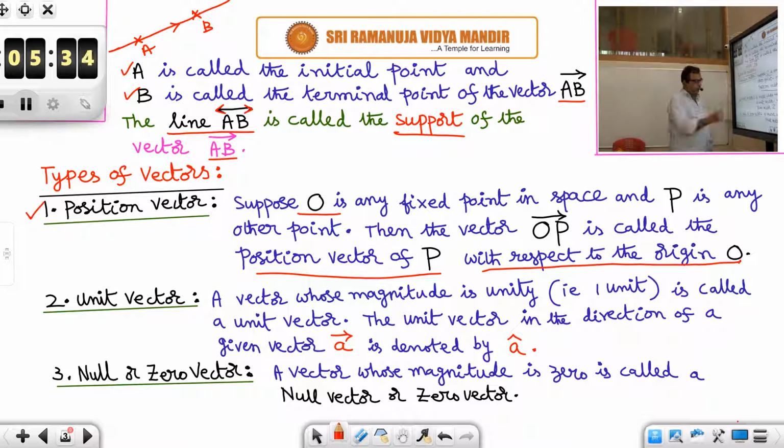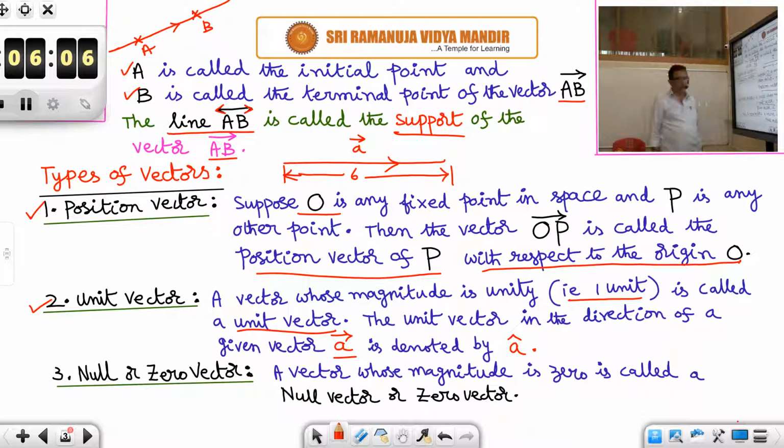Now let us come to the next one, unit vector. A vector whose magnitude is unity. Unity means 1 unit. A vector whose magnitude is 1 unit is called a unit vector. Okay. The unit vector in the direction of vector A bar. Suppose A bar is any vector, like this. Then in the direction of AB bar. So A bar may have a magnitude of 6 units.